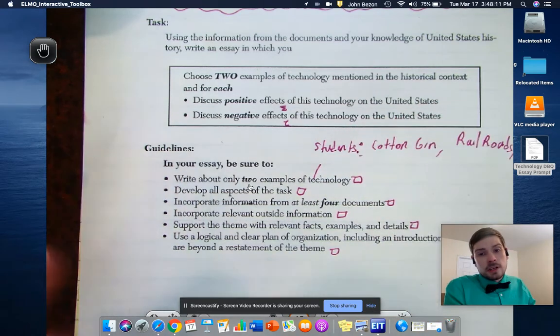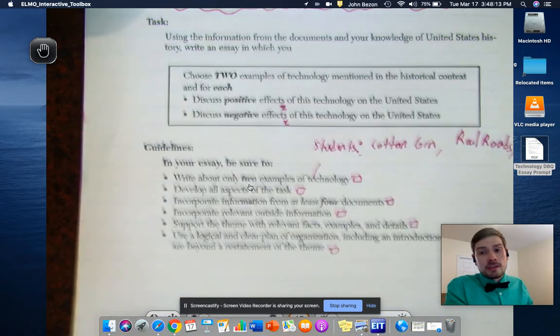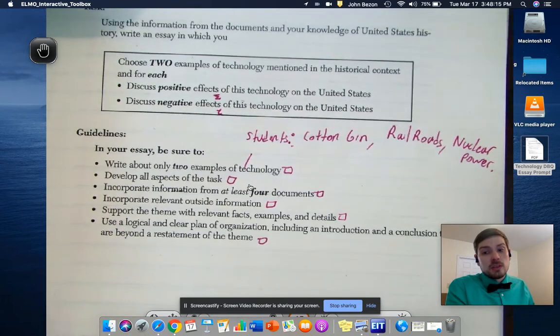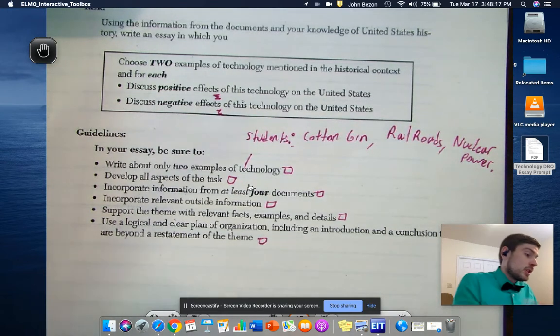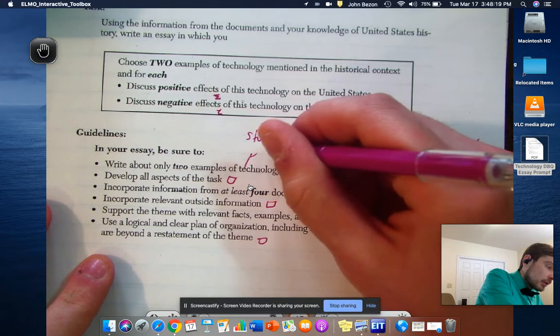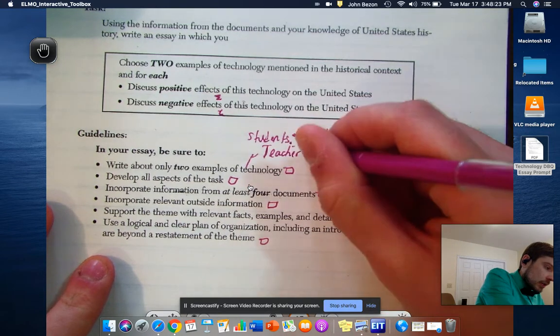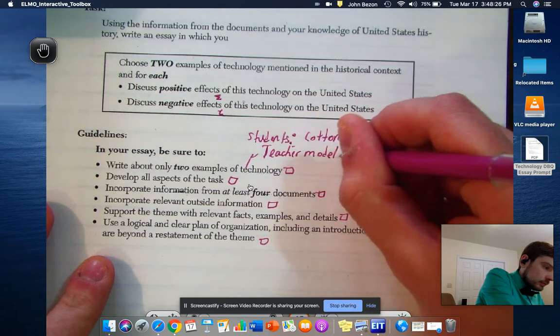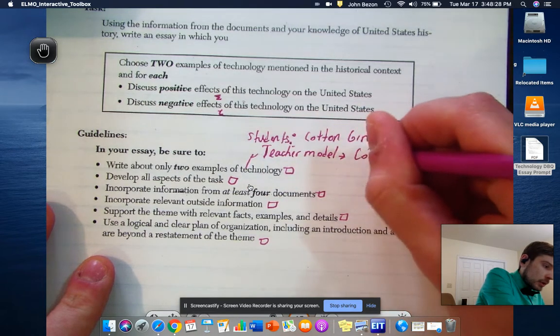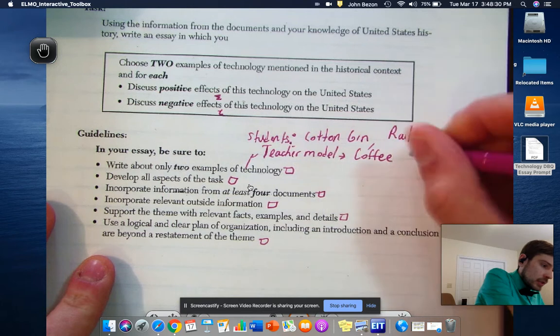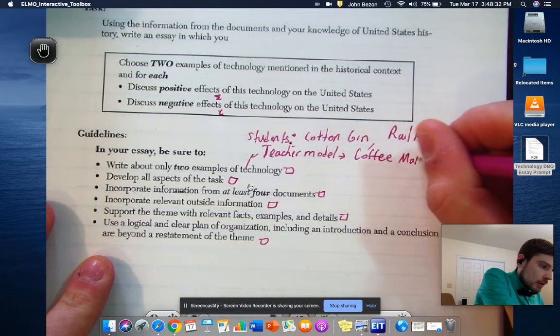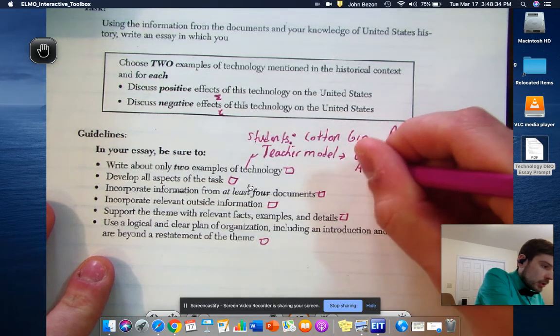That's what you guys are going to write about. For my model, I obviously can't write about those things because it'll give you too many ideas that could be stolen. So I'm going to write about a coffee maker, because I see one where I am right now, and an air conditioner.